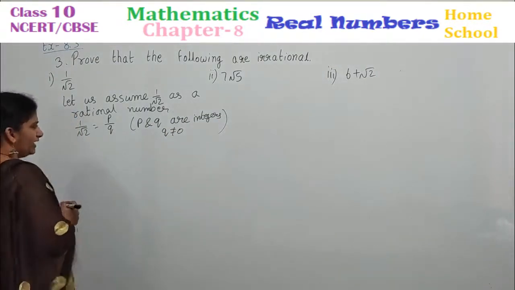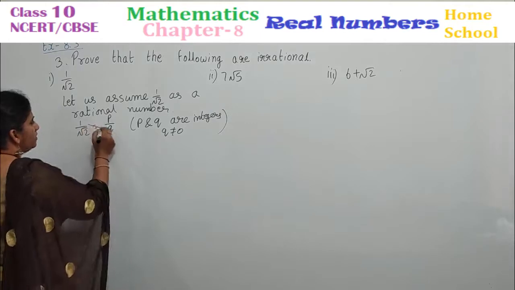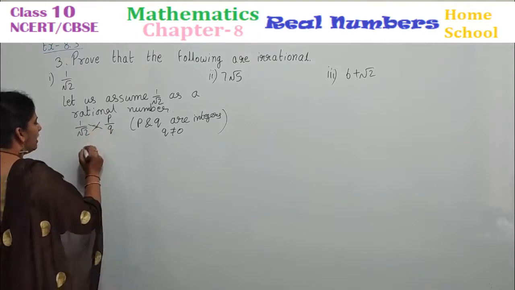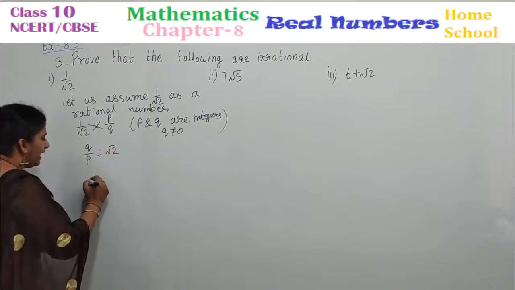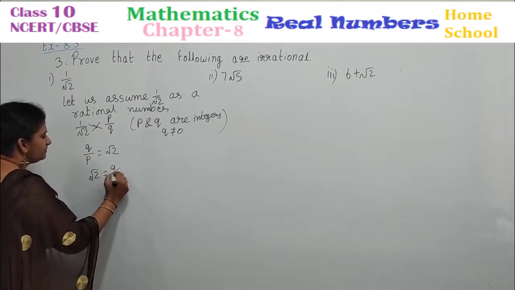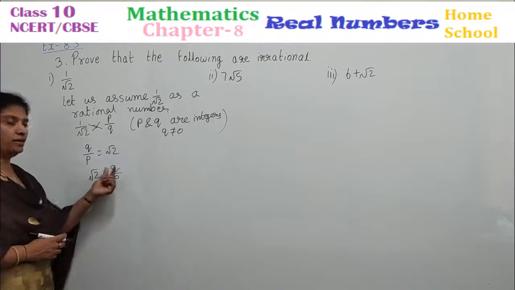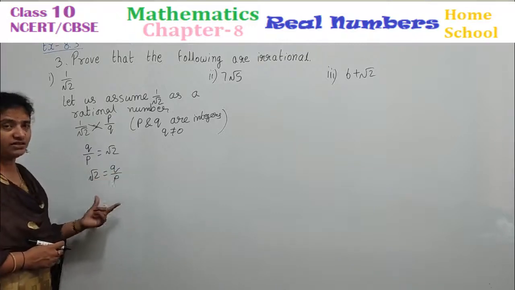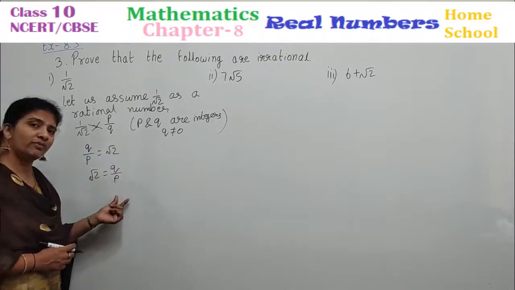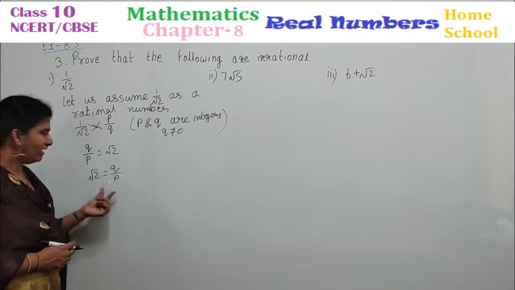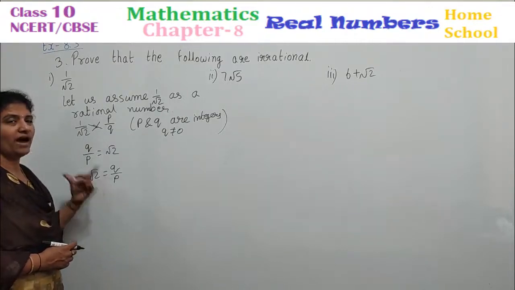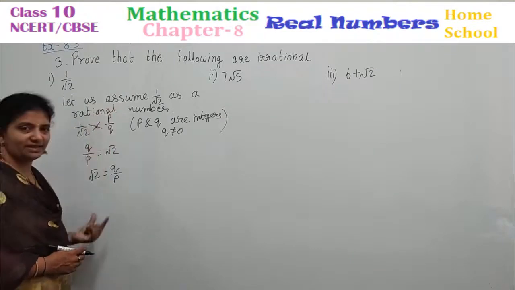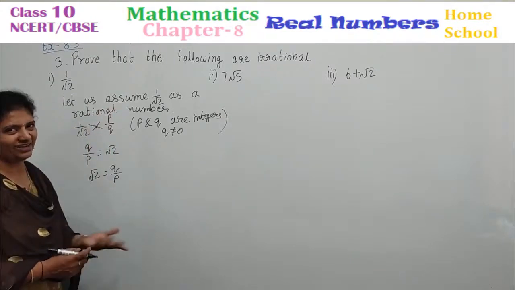Now, what do I need to do now? So, send this side. What happens? q by p is equal to root 2. At a time, do reverse, where p and q are integers. Therefore, I see that q by p is a rational number and this is an irrational number. Therefore, my assumption is wrong. I say that 1 by root 2 is an irrational number.